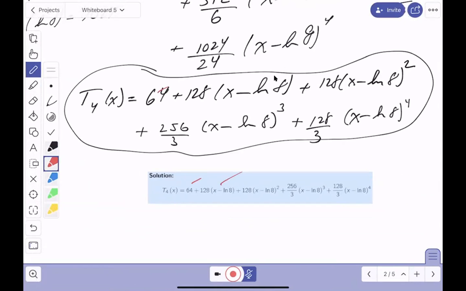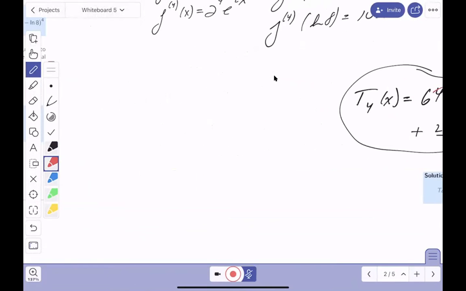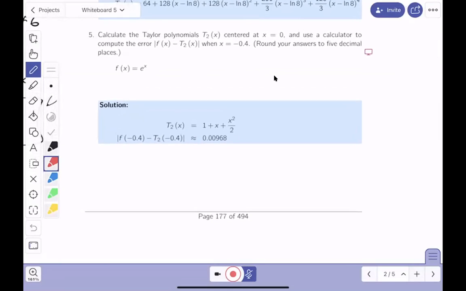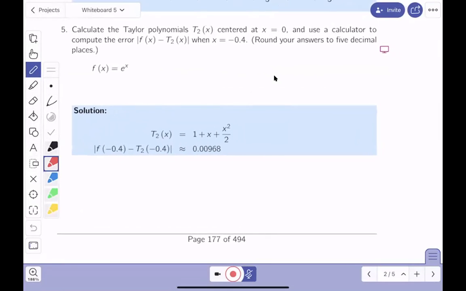64, 128 ln x minus 8, 128 x minus ln 8 squared, 256 over 3 x minus ln 8 cubed. Wow, 128 thirds. Excellent. Okay, let's go back. And again, I know it's a lot of work. All right. This one says they want the error to compute.